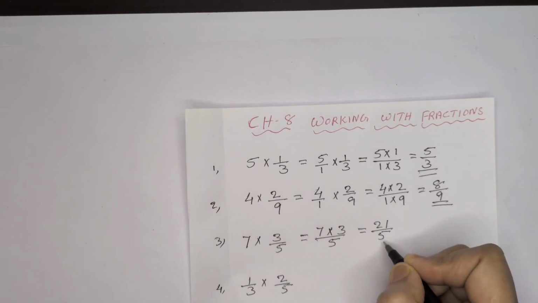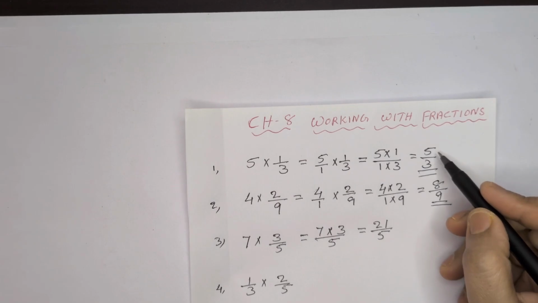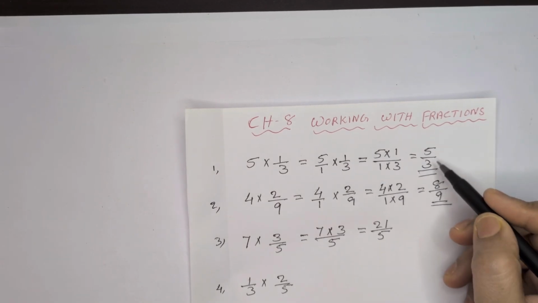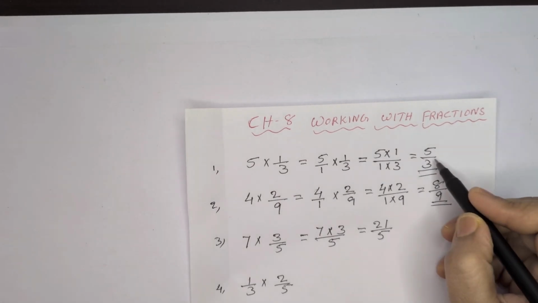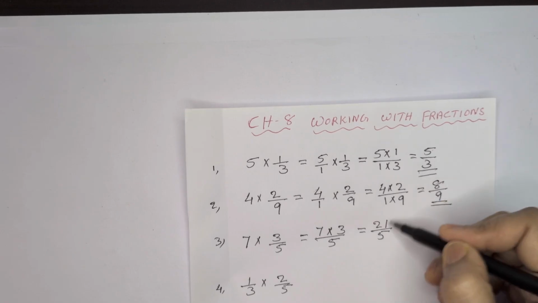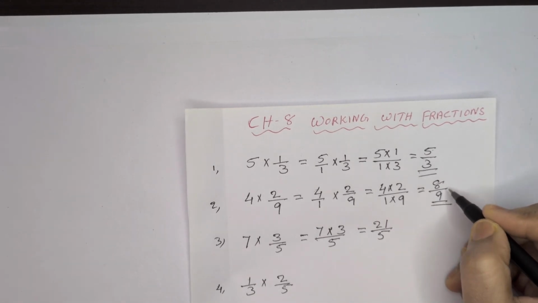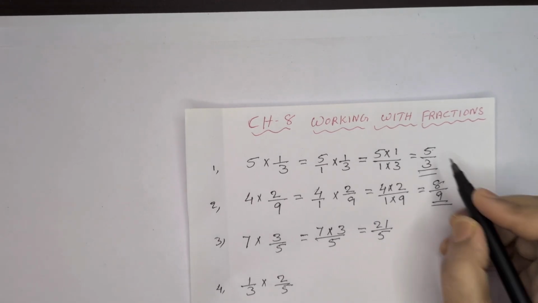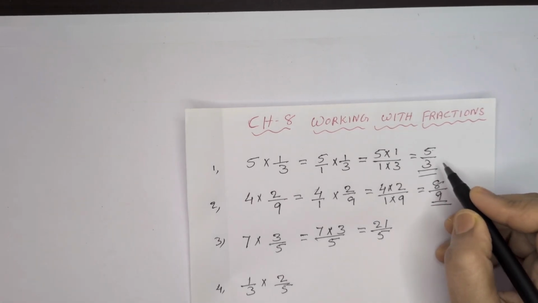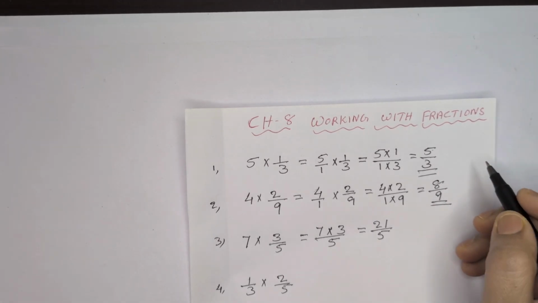The numerator is greater than the denominator. In the first case also, the numerator is greater than the denominator. These types of fractions are called improper fractions. If the numerator is less than the denominator, that is a proper fraction. We can convert an improper fraction to a mixed fraction.